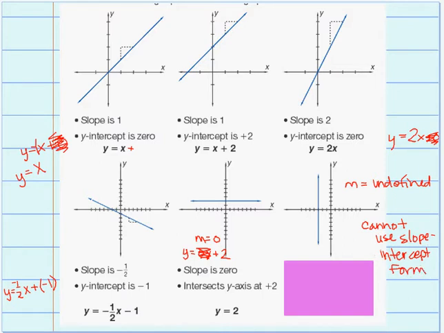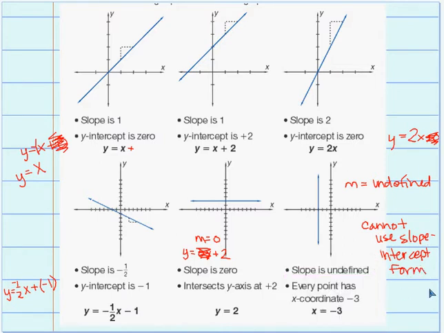Okay, and I'm going to reveal, and we'll talk about why. Your slope is undefined. Every point has the x-coordinate -3. So if I use this point over here, it'd be (-3, 6), (-3, 0), (-3, -3). So every point has the x-coordinate -3. So that's the constant, and it's x equals -3. That's the equation for this line.